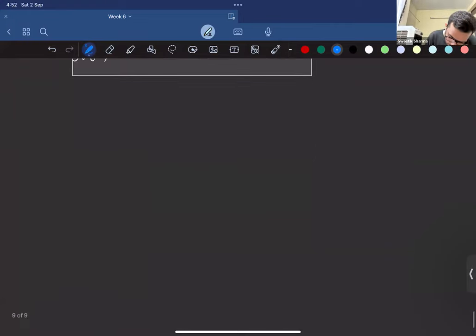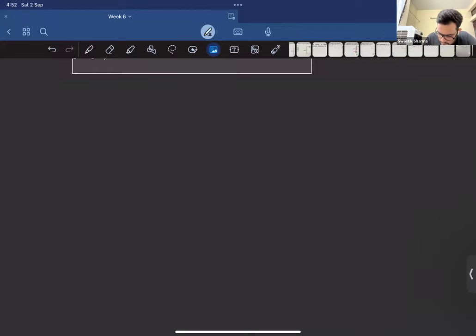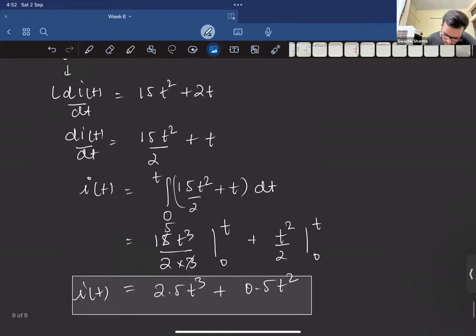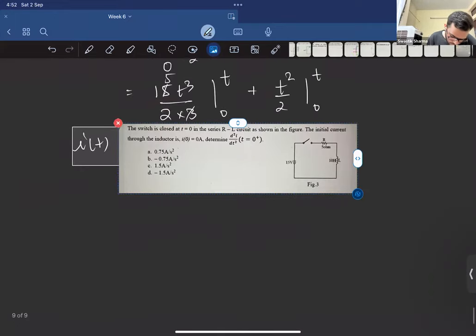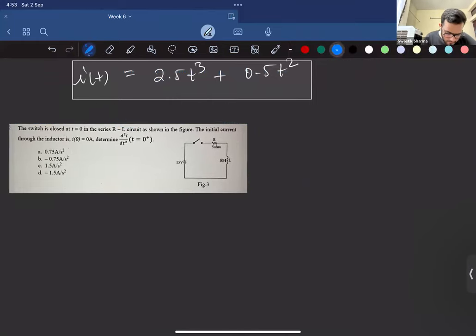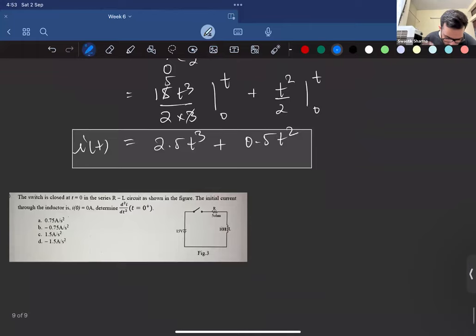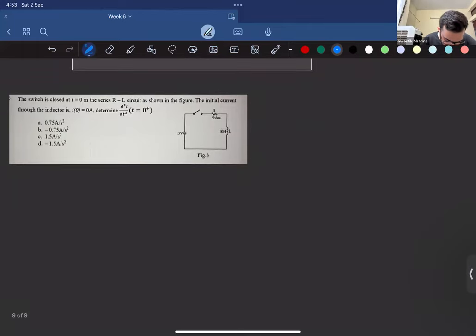So let's go through. So what are we given? We are given an RL circuit and the initial current. The switch S is closed at t equals 0. Okay. And the initial current through the inductor is 0. So that means that it doesn't have any initial current. It's asking me to find d square I by dt square. So how can we do this? Any idea?